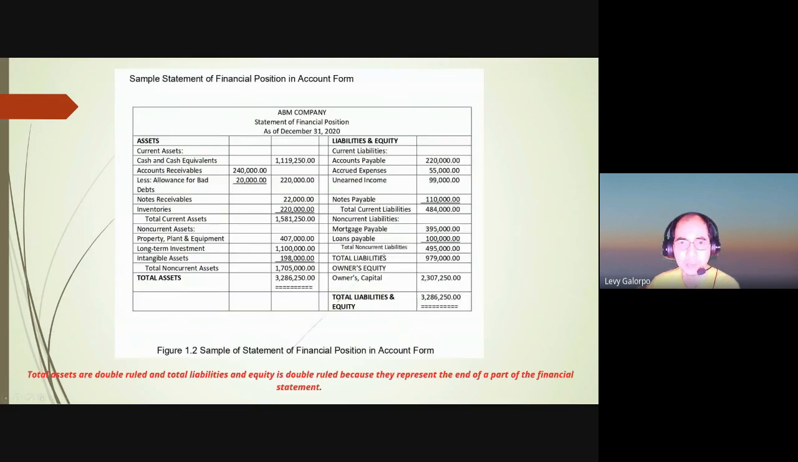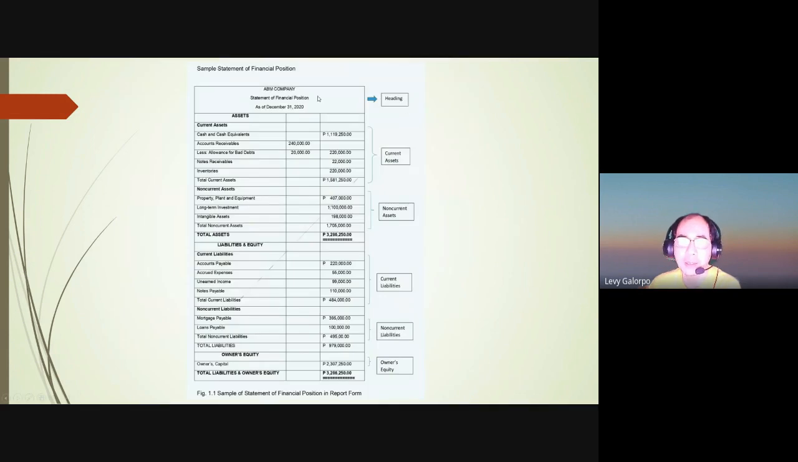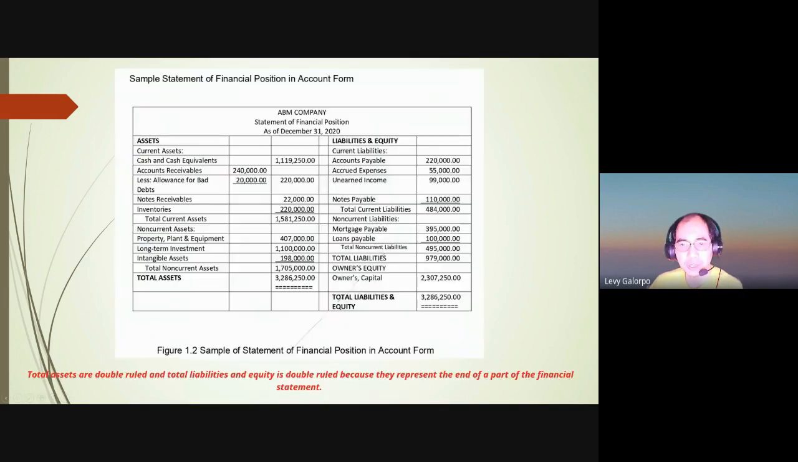Balikan muna natin. Ito na lang account form. The name of the company, ayan, heading, the ABM company. Siyempre, ano bang financial statement ito? Particularly ito ay statement of financial position or balance sheet. And also the date. Ano nakalagay sa date? As of December 31, 2020.